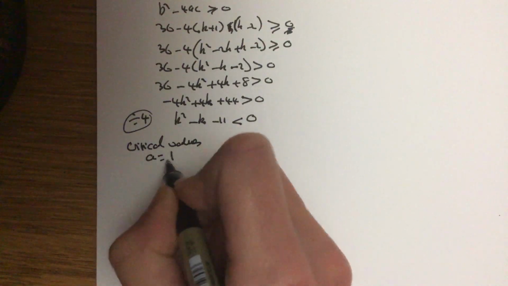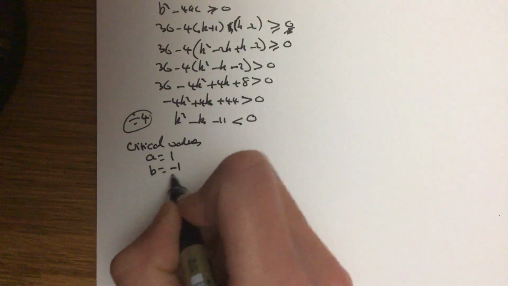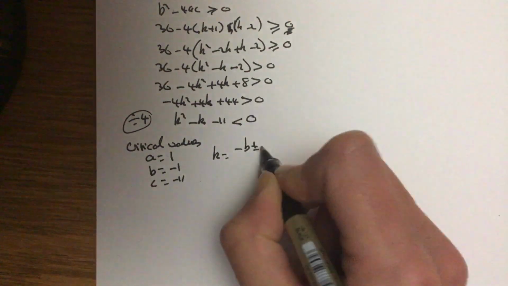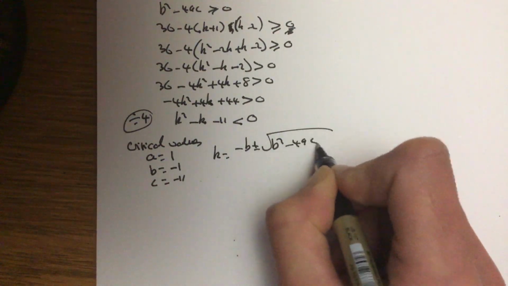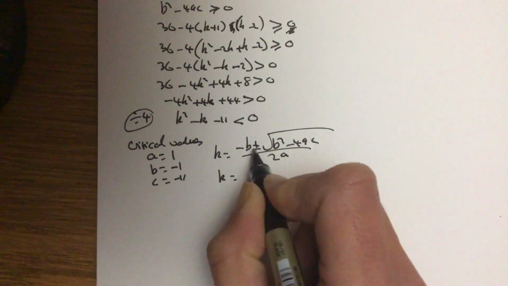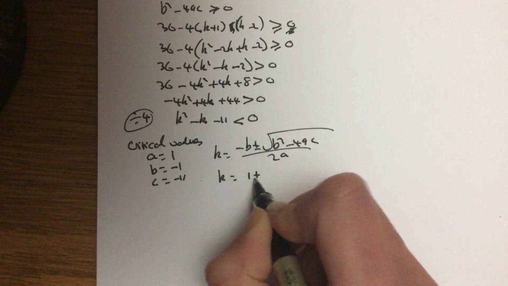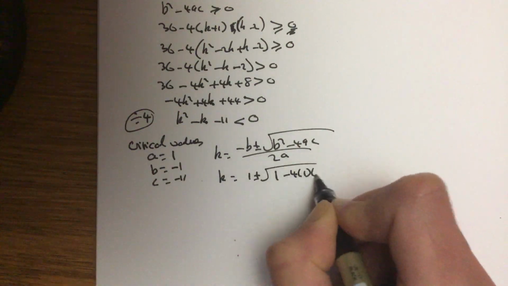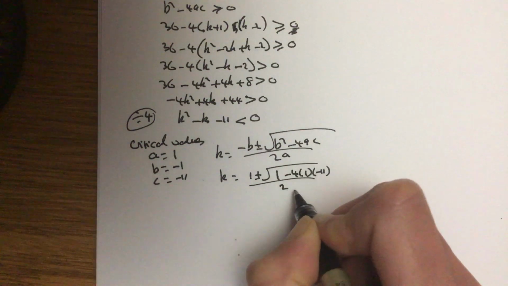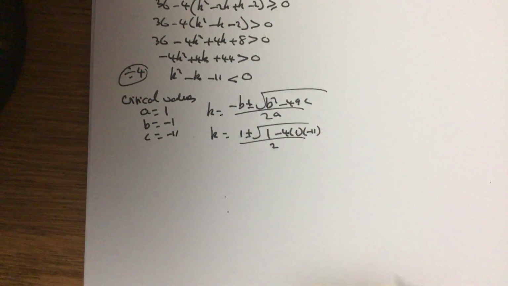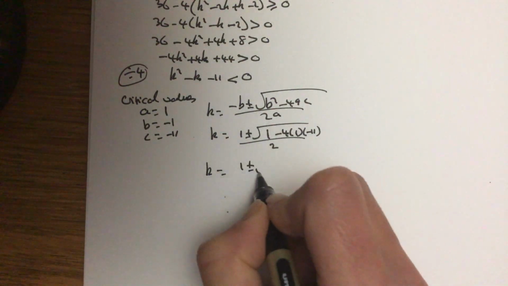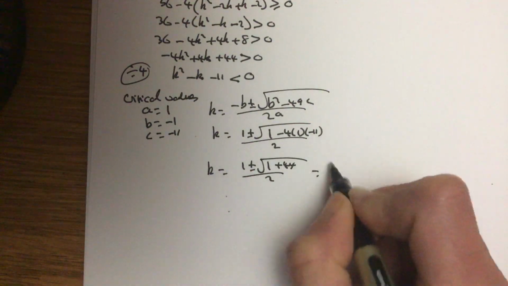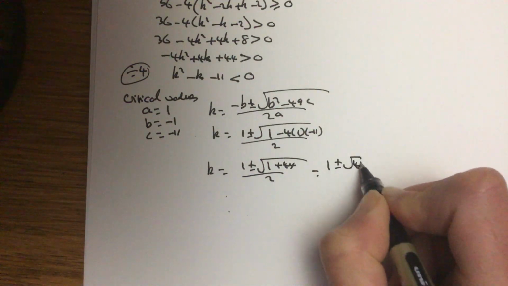A is in front of the square term, B is in front of the letter term, and C is on its own. So k equals minus b plus or minus the square root b squared minus 4ac all over 2a. So it's minus 1, which is an ordinary 1, b squared, minus 1 squared is 1, 4ac all over 2 times that. Now, tidying up this root, so it's 1 plus 44 over 2, so that is 1 plus or minus the square root of 45 over 2.